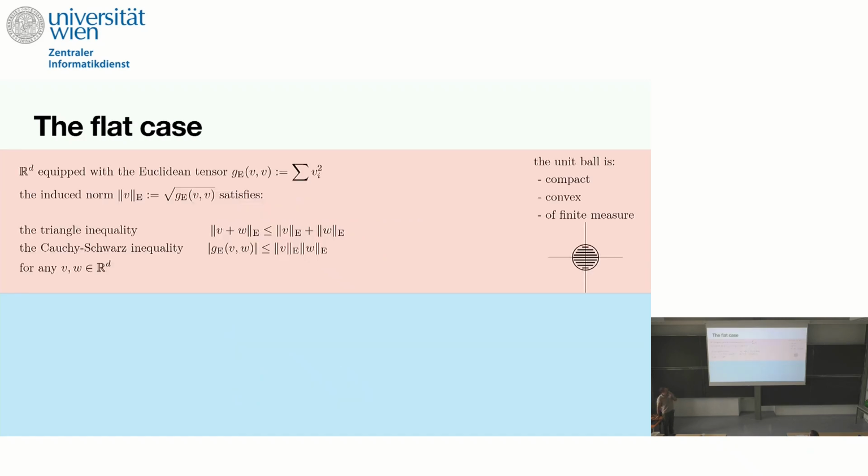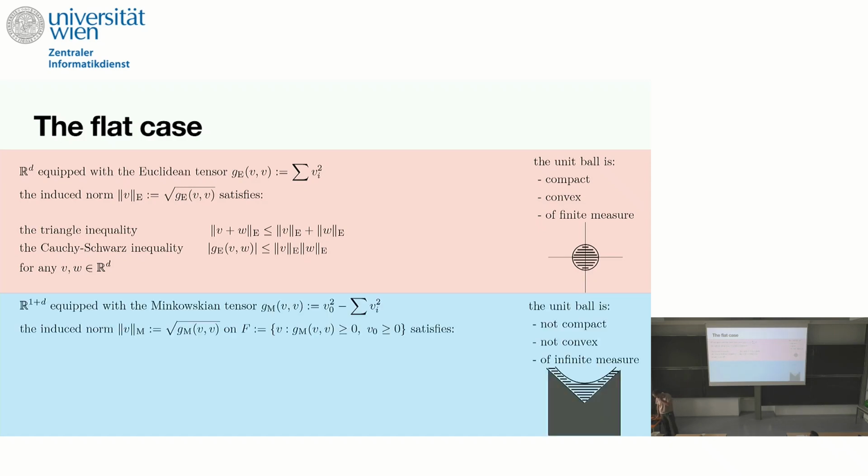All right, so the flat case. The model case for the elliptic scenario is R^D, and we know everything about R^D, right? We have the Euclidean norm, we have the ball, which happens to be round, so it's convex, it's compact, and is of finite measure. And we have the beautiful triangle inequality that, in the long run, gives rise to the triangle inequality in metric spaces. A metric space is basically some space where the triangle inequality happens to be true, in some sense.